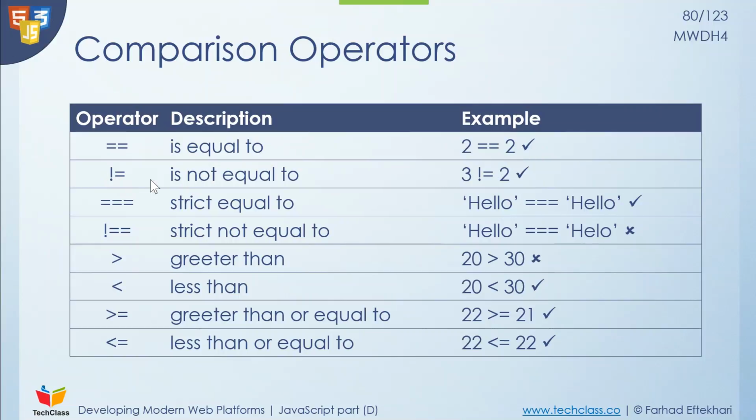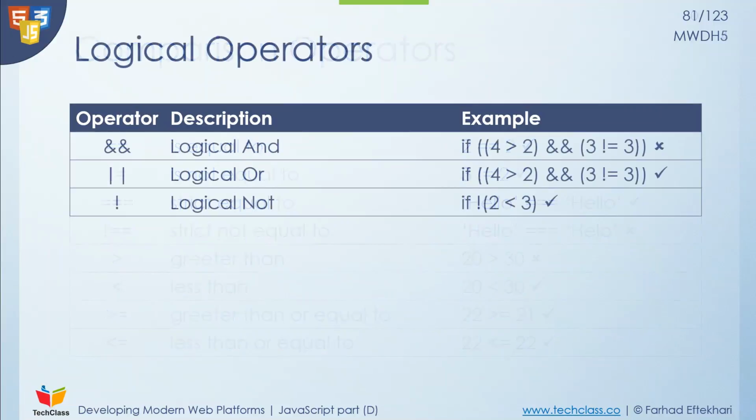This one is not equal to, when we are checking some conditions, so this one returns true because 3 is not equal to 2. And this one is a strict equal to, which here you can see is true again because it's exactly like this one. And then a strict not equal to, well, this one is not. And then we have greater than, less than, greater than or equal to, and then less than or equal to here. Later on we will definitely use them, and then you can see in the examples how you can use them.